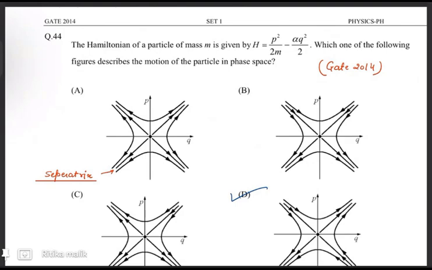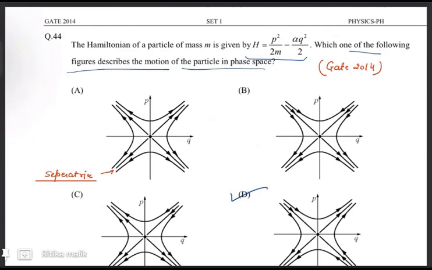Today we are going to solve question number 44 from GATE 2014 exam. In this question, it was asked: the Hamiltonian of a particle of mass m is given by these expressions. Which one of the following describes the motion of the particle in phase space? So we have to calculate what is the trajectory of the particle in phase space.